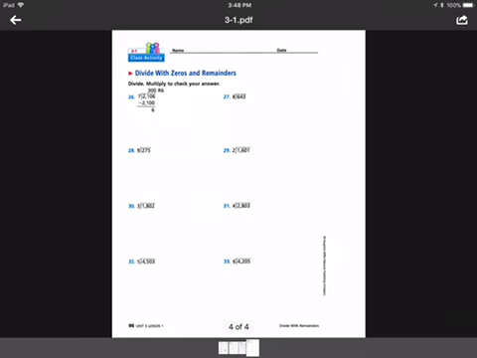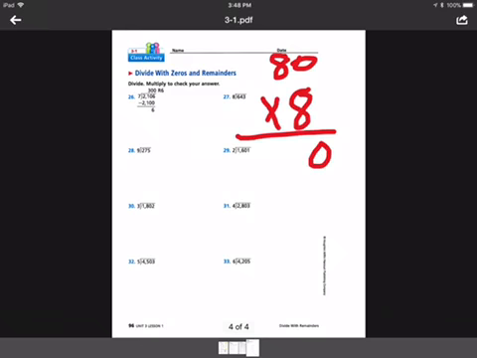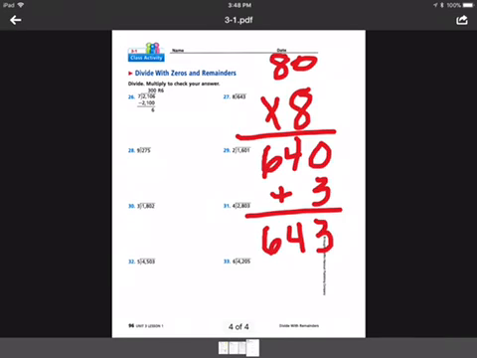And then to check my work, I would do 8 times 80. 8 times 0 is 0, and then 8 times 8 is 64. I had a remainder of 3. If I add that on there, I get 643, which is the amount of the dividend in problem 27.